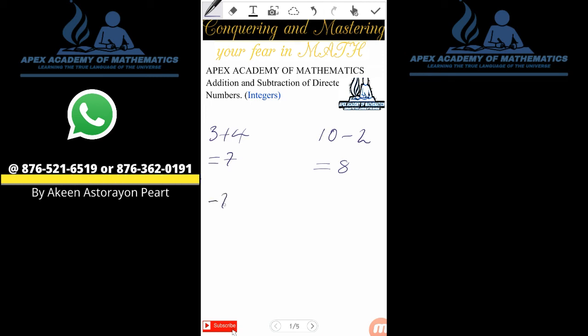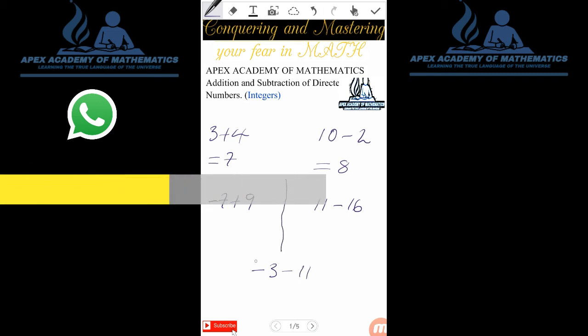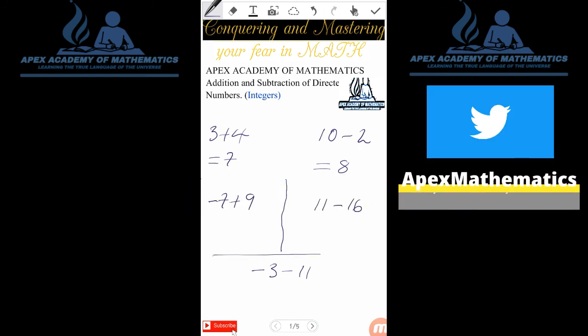Let's say negative 7 plus 9. Or you might have them work out a question, let's say, for example, 11 minus 16. Or you have them work out a problem, let's say negative 3 minus 11. So these are 3 problems here. Let me just put a little line here, and let's work it out.